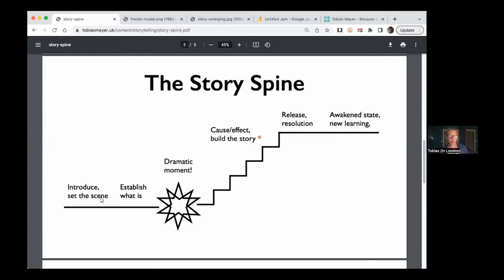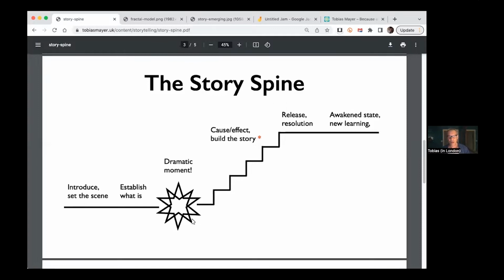Then we've got this thing I'm calling a dramatic moment. Okay, it doesn't have to be hugely dramatic. It's a shift, it's a change. Something's different to what it was before. And then we've got this build of cause and effect. Now that build can go up as well as down, but it doesn't stay in the same place. It doesn't sort of hop along on the same level. It's not an and then and then and then and then. It's the because of that, because of that, because of that. Okay, it's changing things and it's relating things and keeping them connected together until we finally get to a release and a resolution, an awakened state, a new learning.